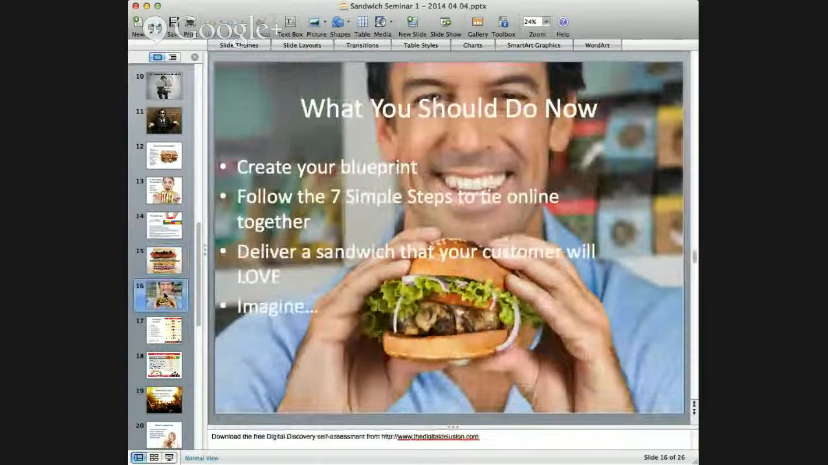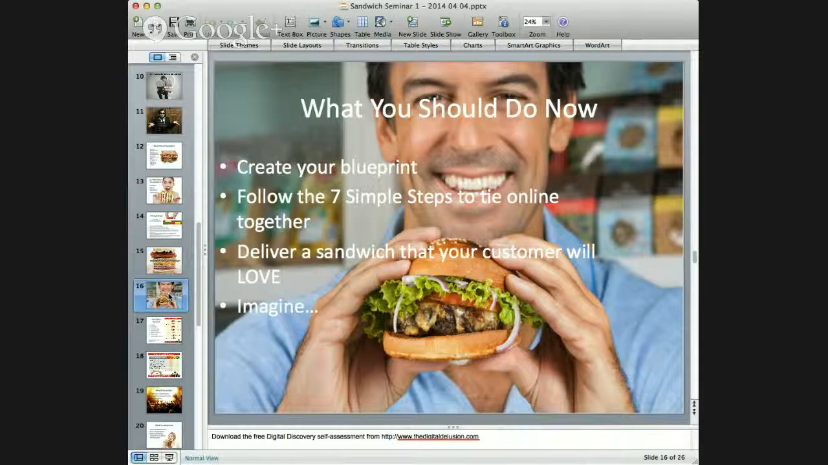So what you should do now, what you really need to do, is create your blueprint. And how do you do that? Follow the 7 simple steps to tie online together. Again, I'm going to show those fairly quickly. But that's what you need to be able to do to understand and create that clarity online, in terms of what you need to be doing and when you need to be doing it as well.